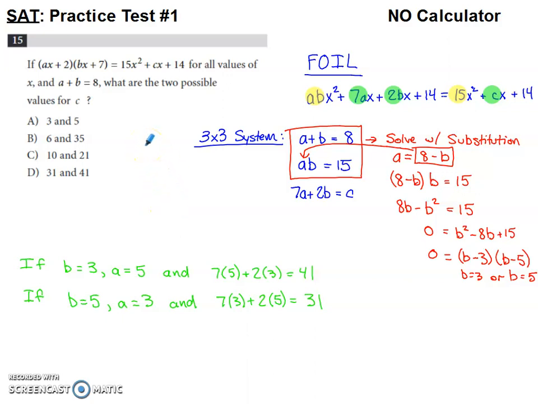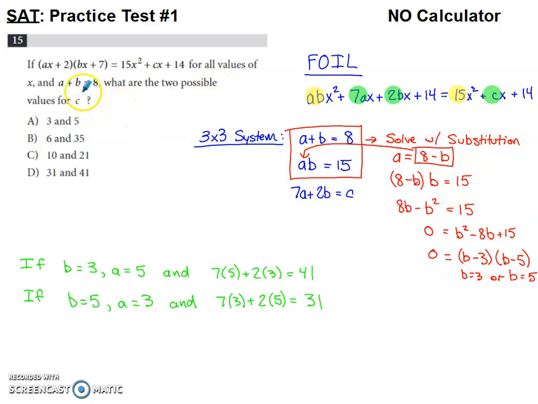Problem number 15 is definitely a tricky one. They tell us that this binomial times this binomial is equal to this trinomial. So we basically have the factored form of the expression on the left and then the non-factored, the expanded form on the right. It says this is true for all values of x.